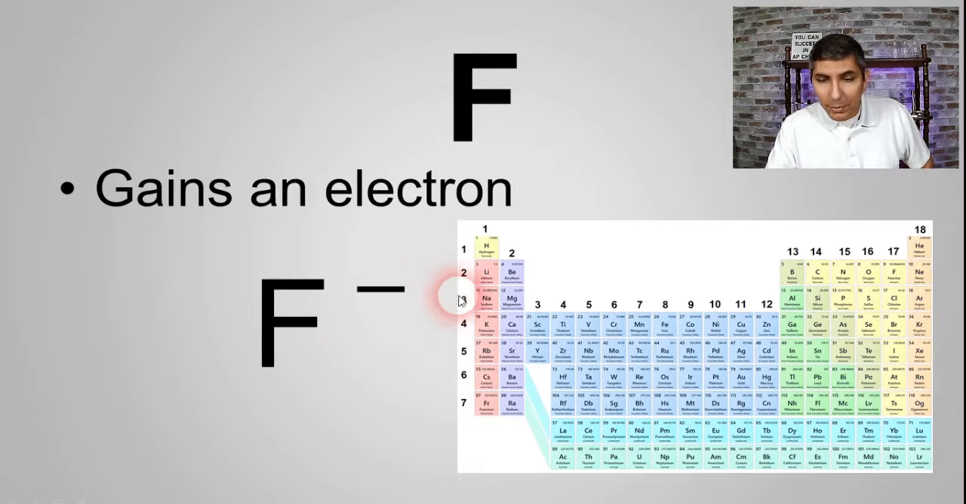In fact, I think we could probably generalize and say all of these atoms here in group 17 that have those 7 valence electrons would do the same thing, wouldn't they? They all have 7. They would gain 1 electron, and they would have a negative charge whenever they obtain that octet.